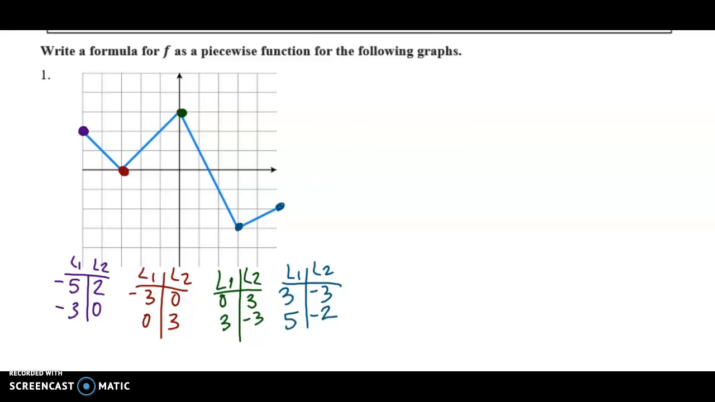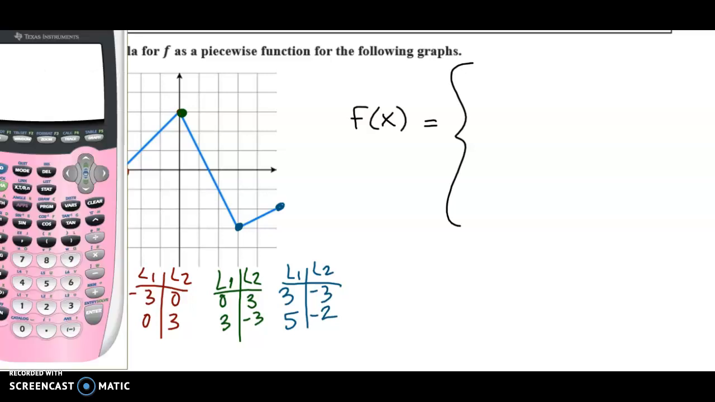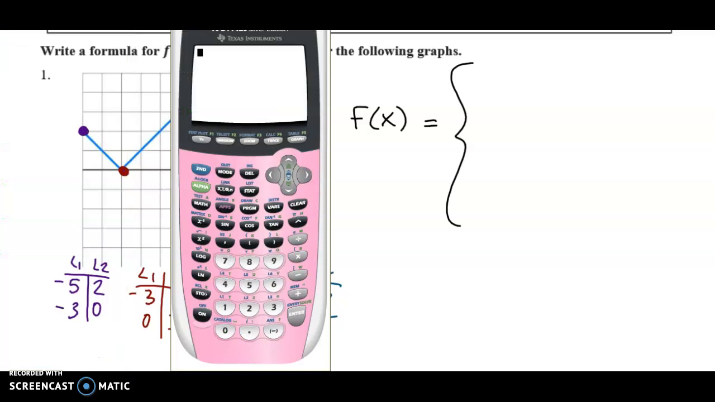Alright, so if I'm writing the name of this function, it's piecewise. I can see that it's in pieces. Making myself a bracket large enough to accommodate the situation. Coming to my calculator, my first table, stat and edit. I'm going to clear out L1 and L2. So my L1, -5, -3, L2, 2, 0.